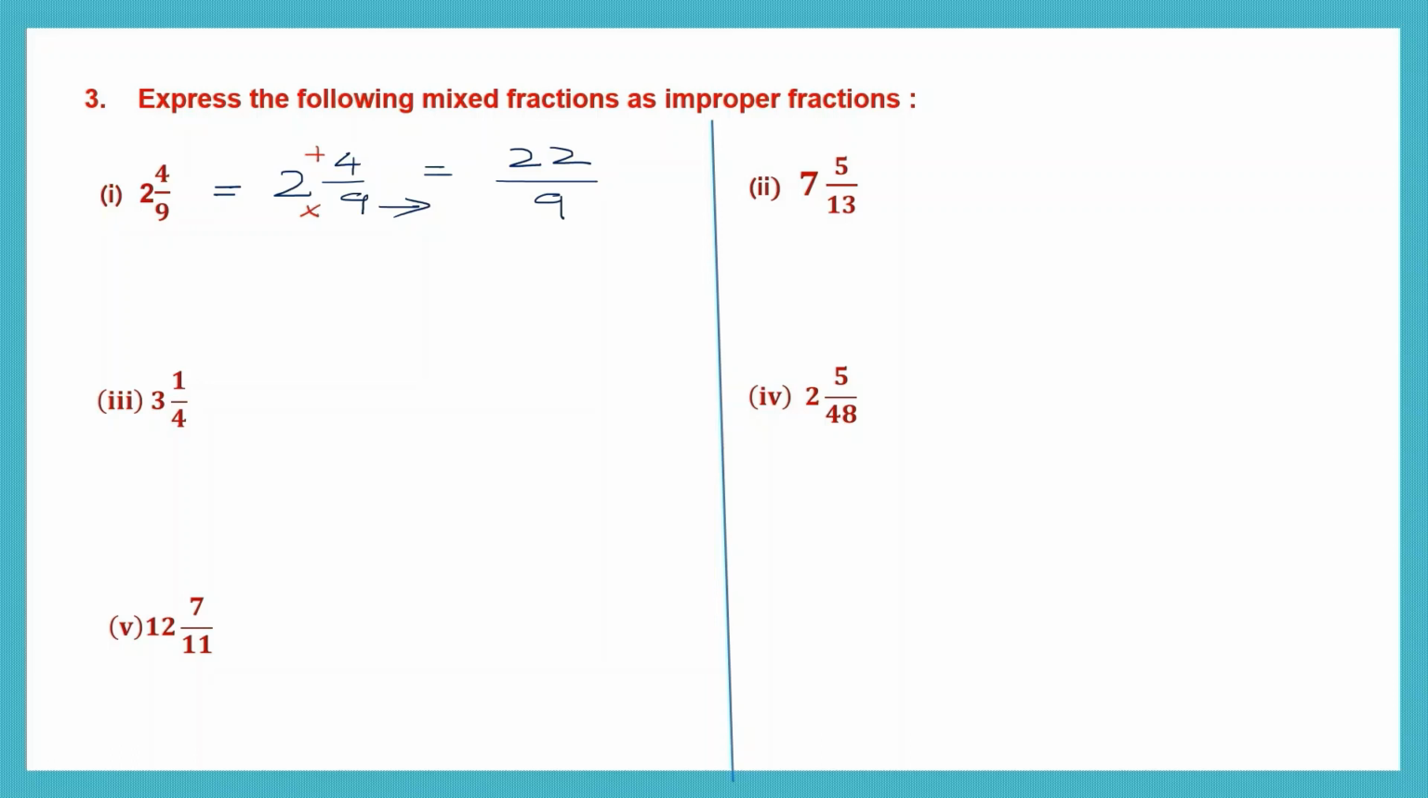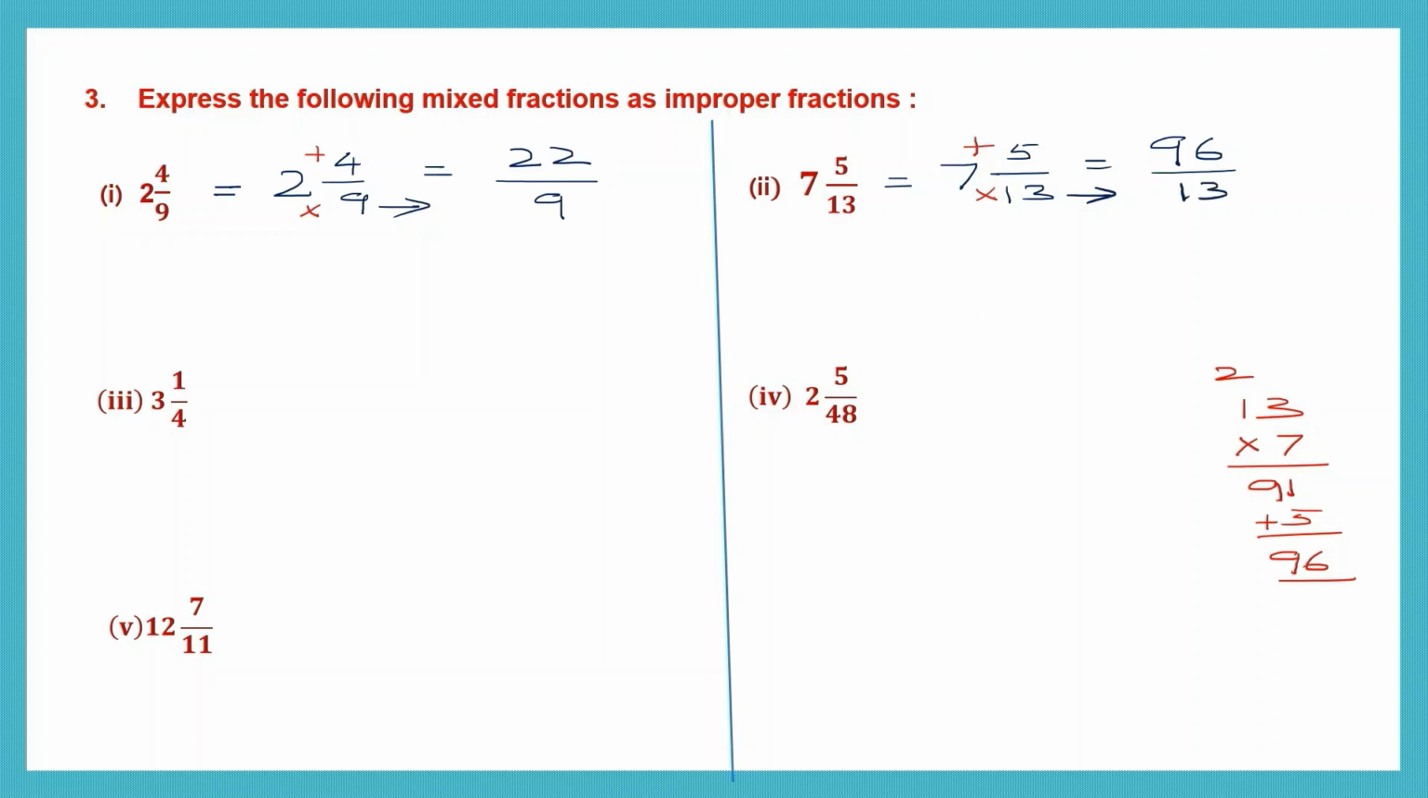Let's go to the next one. 7, 5 by 13. So let's write that, 7, 5 by 13. Now multiply the denominator and the natural number, 13 into 7. 7 threes are 21, carry 2. 7 ones are 7, 8, 9. So 91. Then we add 5. So that becomes 91 plus 5 is 96. So this is our numerator. 96 is the numerator and denominator is the same.